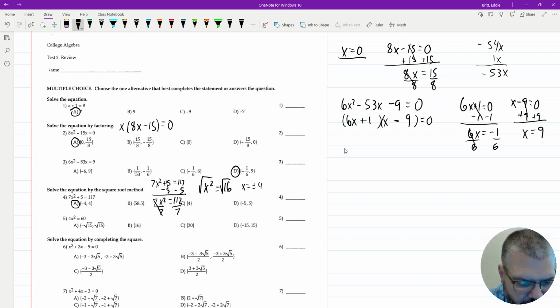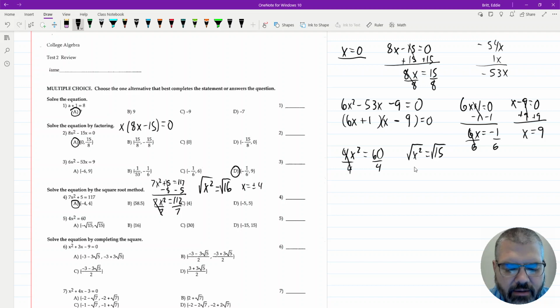Number 5, we have 4x squared equals 60. So we want to get the x squared by itself. So we just divide by 4 on both sides first. And I'll have x squared equals 15. Take the square root of both sides. And even though I can't simplify that radical, I still need to put a plus or minus in front of it. Alright, so that means negative square root of 15 and positive square root of 15. Those are my two answers. You see that's A.